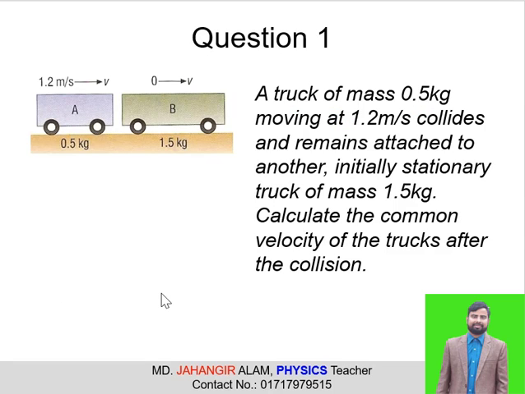Question number one. A truck of mass 0.5 kg moving at 1.2 meter per second collides and remains attached to another, initially stationary truck of mass 1.5 kg. Calculate the common velocity of the trucks after the collision. We have to find out the common velocity.